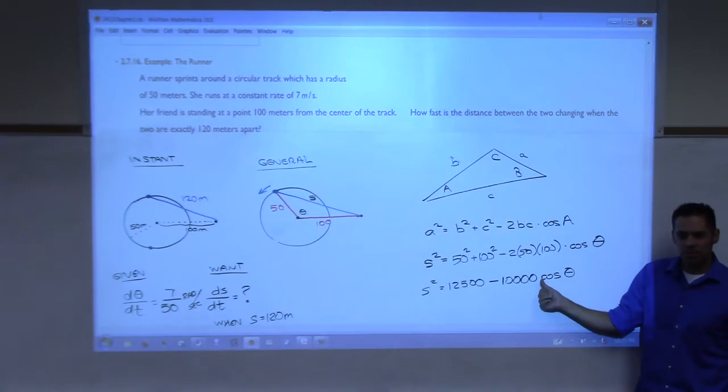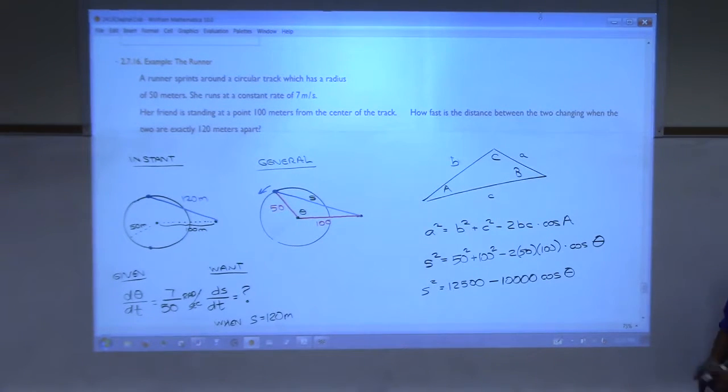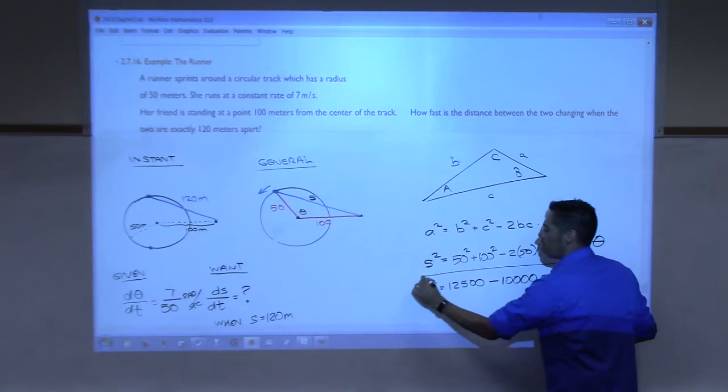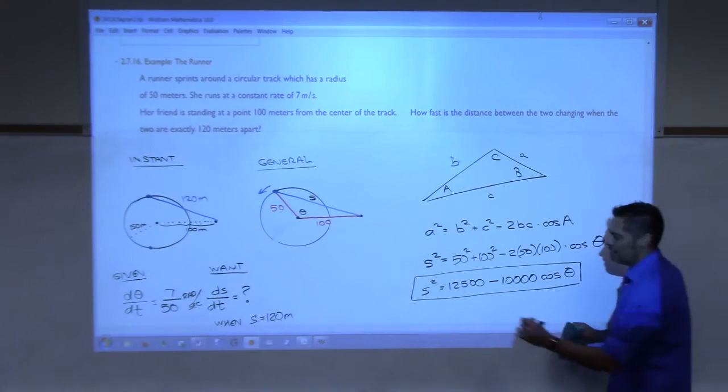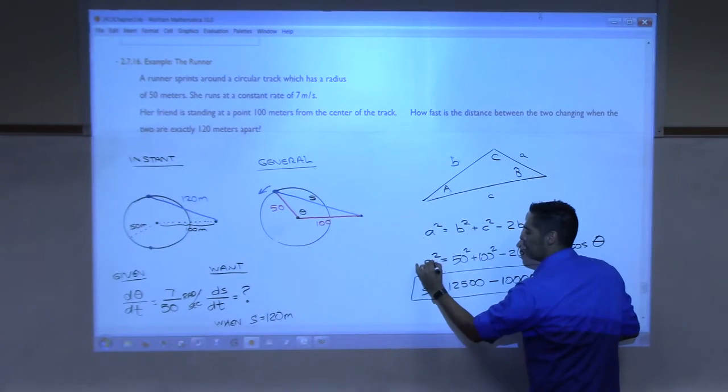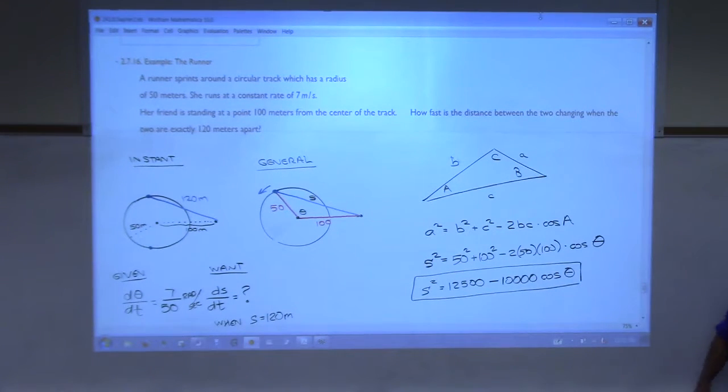Now can I do 12,500 minus 10,000? No, because that's attached with multiplication. So this is it. That's my equation. That is a 5 or an s? That's an s. Here, let me just put a little thing on the end of it. There we go, little s.